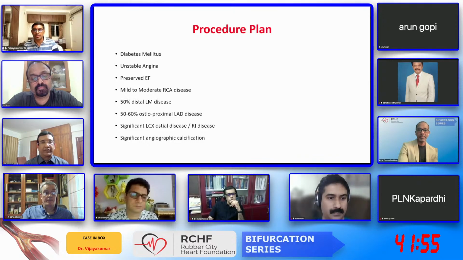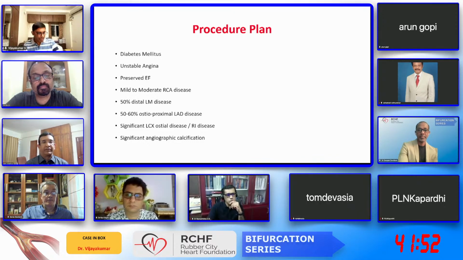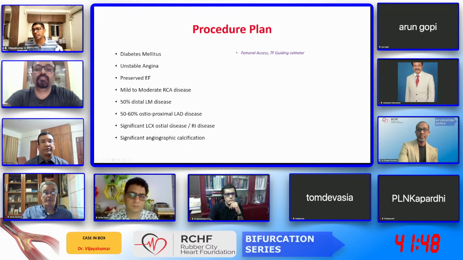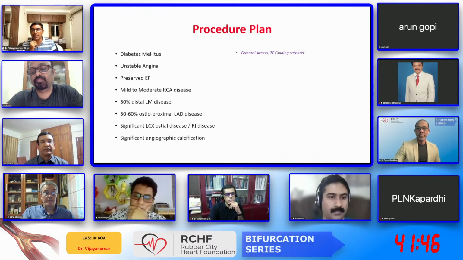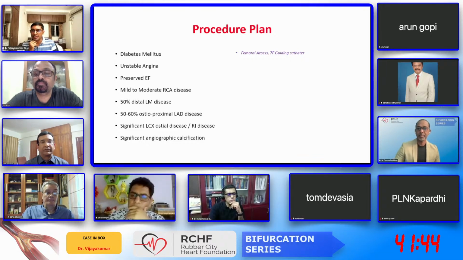This is, to summarize, what we thought. And the procedure plan, an initial option of surgery was discussed with the patient. Again, the patient was reluctant to go for surgery, and that's why the plan of going with the left main stenting. And femoral access, 7 French catheter.